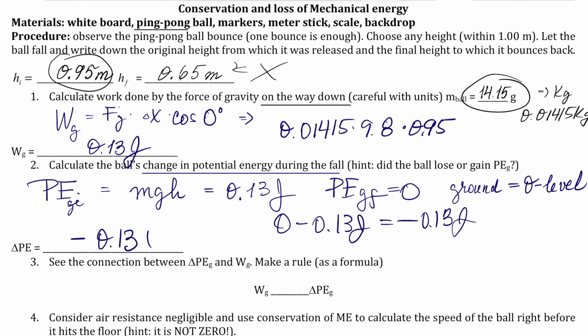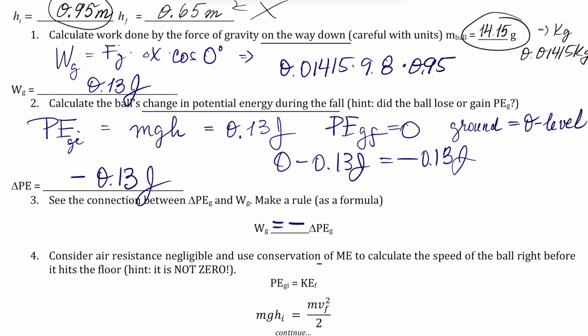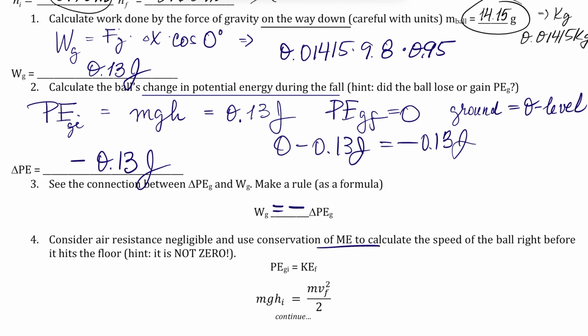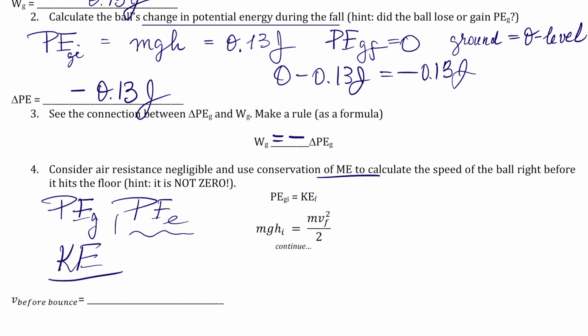And then what do you see? You see that gravity does positive work, but that leads to the loss of potential gravitational energy. So right here, I'm going to put equals negative. Then consider air resistance negligible and use conservation of mechanical energy. Mechanical energy includes potential energy gravitational, potential energy elastic, which you do not know yet. It connects with the springs. We're going to look at it later. And kinetic energy that we started with.